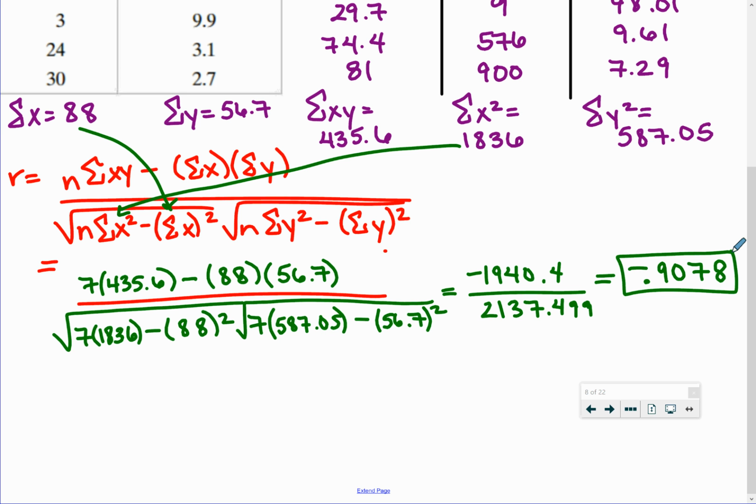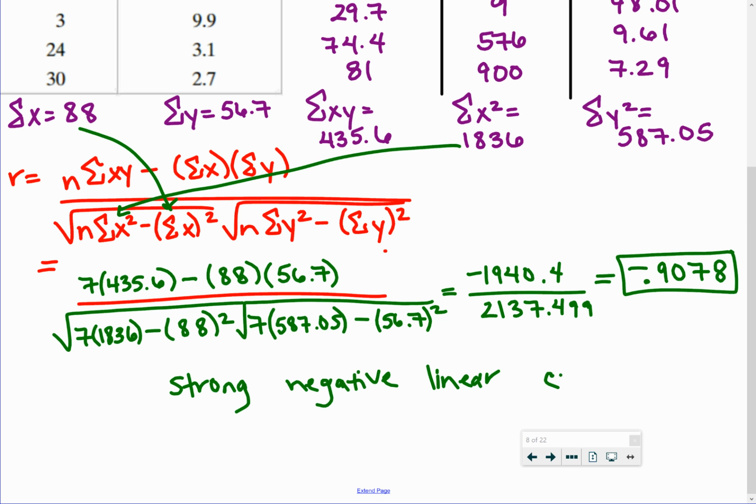So if you had to interpret that, what would you say? Strong or weak? Positive or negative? And these always, when we calculate this formula, will be for a linear correlation. So that tells us for this set of data, this x and y, as one of the variables increases, it makes the other variable or dependent variable decrease.